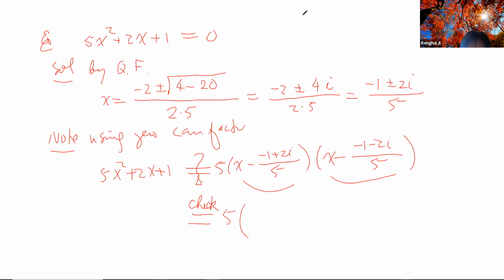So that's the thing. This one, you do x plus 1/5, then minus 2i over 5, agree? And then the second one, you write x plus 1/5.